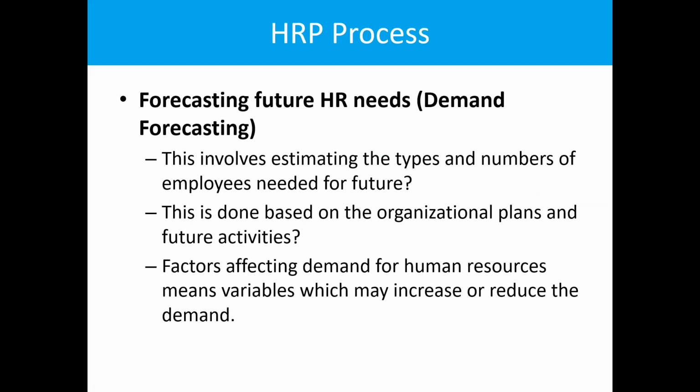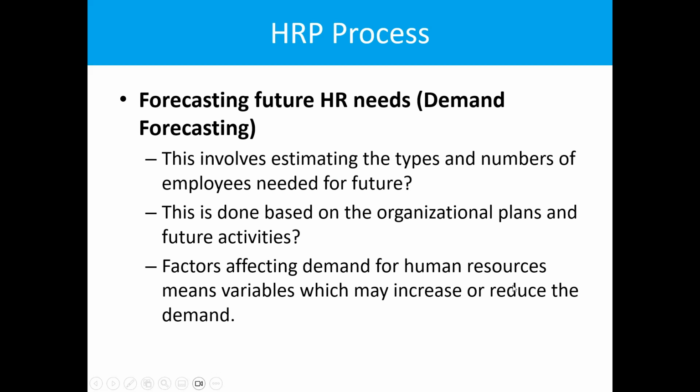Right? Types and numbers. Types in the sense of which types, maybe how many executives needed, how many managers needed, how many clerks needed, how many accountants needed, how many, let's say, engineers needed. Different job types, according to your organization. And the numbers, right? So this is done based on the organizational plans and future corporate objectives, corporate plans.